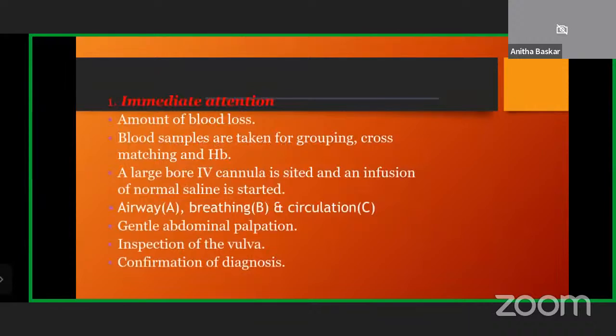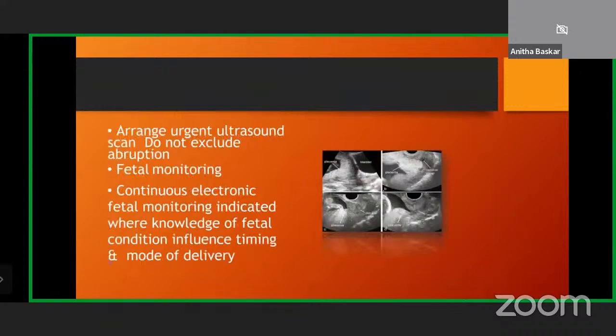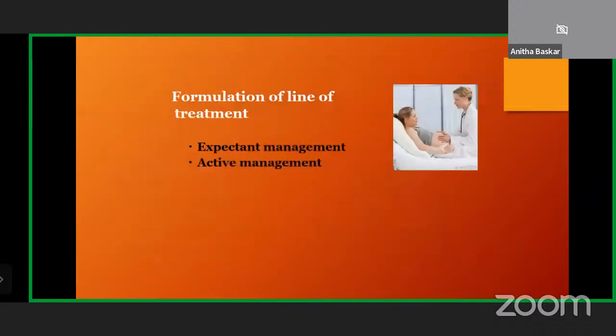What are the things you have to do in placenta previa? You have to assess the amount of blood loss, and a blood sample should be taken for grouping, cross-matching, Hb. You have to put a large wide bore IV cannula and do general shock management like airway, breathing, circulation, and confirm the patient's history of torrential bleeding. You have to arrange the ultrasound scan, and continuous electronic fetal monitoring is very, very essential. What is the formulation of the line of management?